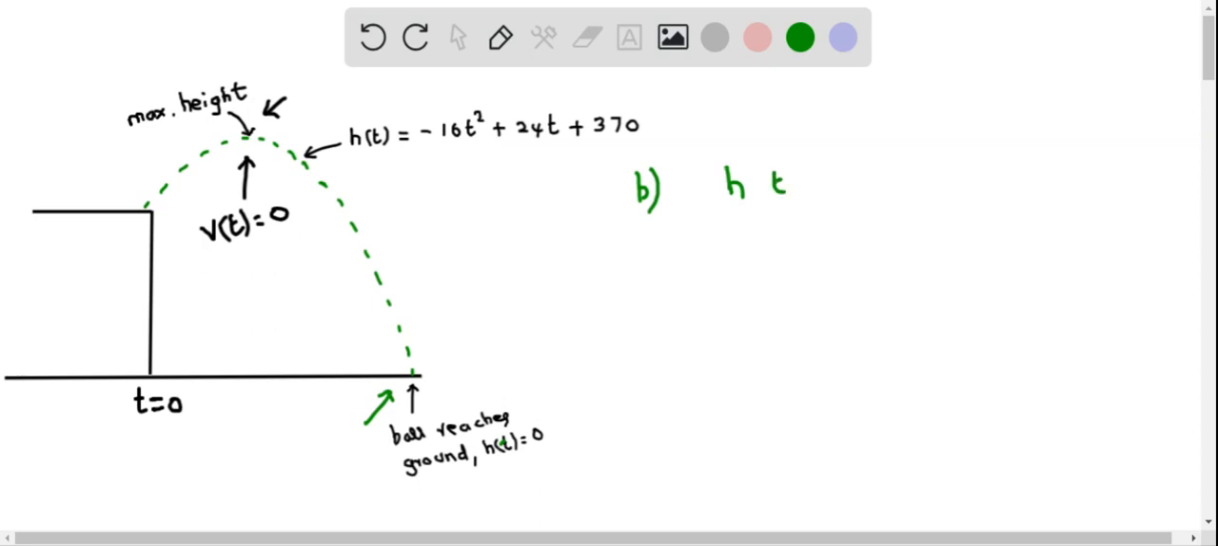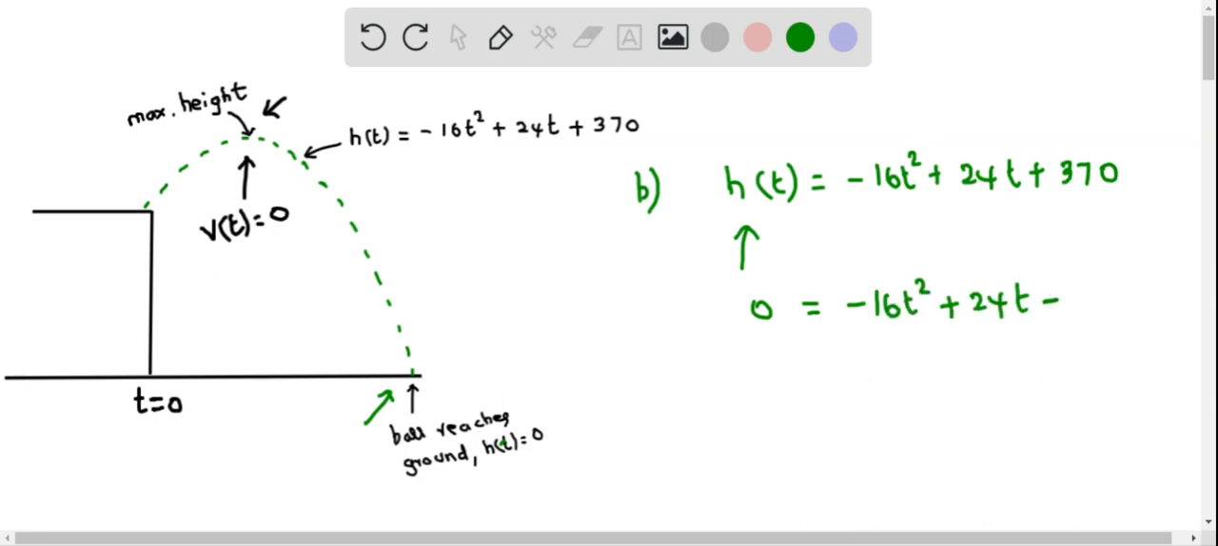So I write this h of t equals negative 16t squared plus 24t plus 370. We need to set this height equal to 0 and solve for t. So therefore we get 0 equals negative 16t squared plus 24t plus 370. I divide by 2 now. So I get 0 equals negative 8t squared plus 12t plus 370 divided by 2 is 185.